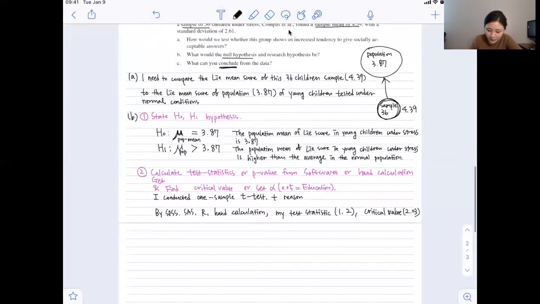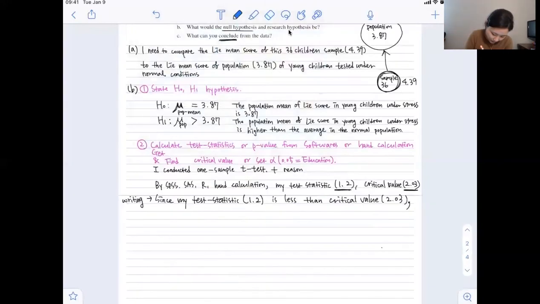Among the many methods I shared, I compared the test statistic and critical value. I know my test statistic is 1.2 and the critical value is 2.03. So I would write, since my test statistic 1.2 is less than the critical value, which is 2.03. If I have a p-value, this is what I'm going to write, by using test statistics.